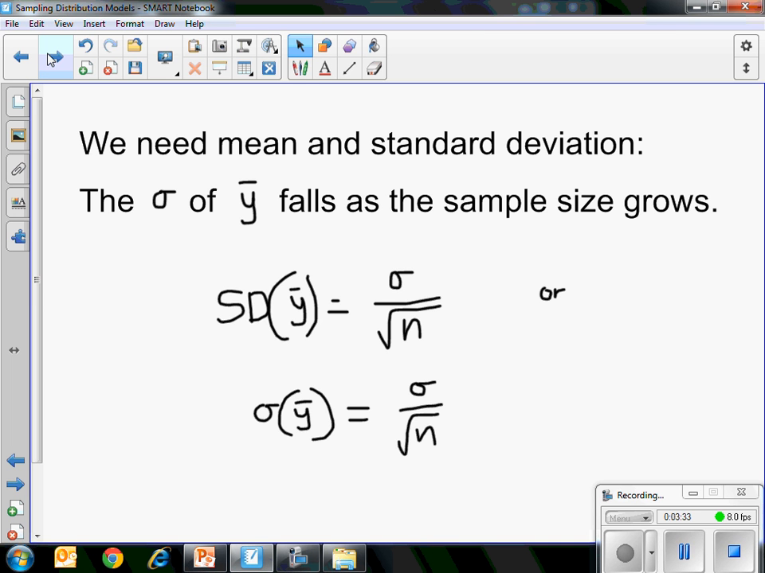And the book uses SD, standard deviation of y bar, is equal to sigma over the square root of n, or actually sigma of y bar. And this means the standard deviation of the mean y bar is equal to sigma divided by the square root of n. So please be careful with this because you have sigma of y bar and sigma. And some people think that these two things are both the same. So please be careful with that.